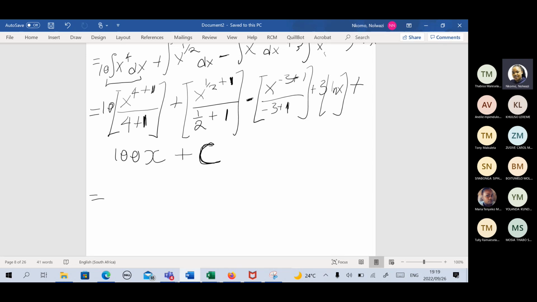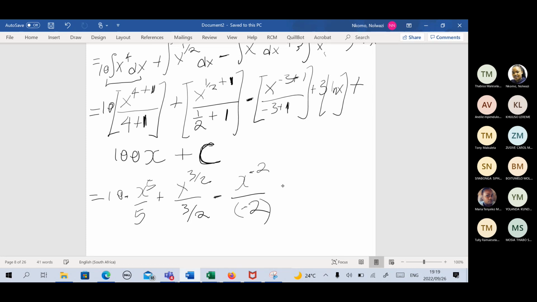We have 10 times x to the power 5 over 5, plus x to the power 3 over 2 over 3 over 2, minus x to the power minus 2, because we have minus 3 plus 1, which is minus 2, over minus 3 plus 1, which is minus 2, right? Then plus 3 ln x plus 100x plus c.